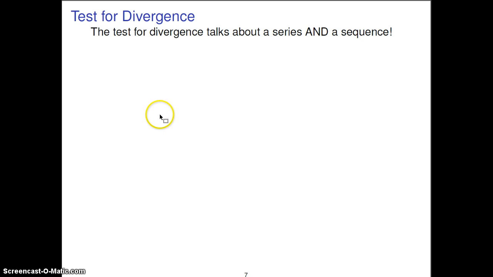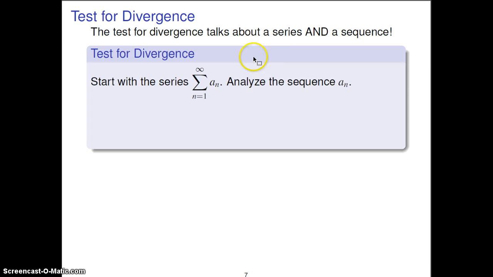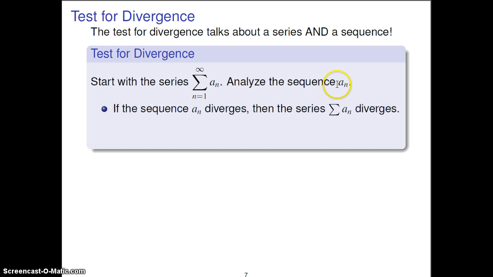Alright, so the test for divergence talks about both a series and a sequence. Here's a summary of that test. It says start with the series, sum of numbers a sub n, and now you're going to analyze a sequence. So look, we're already talking about a series and a sequence. Keep the two things apart. A series is studied using series techniques. A sequence is studied using sequence techniques.